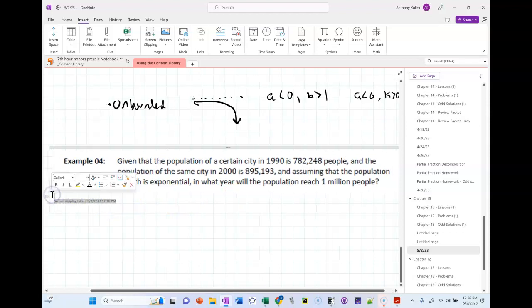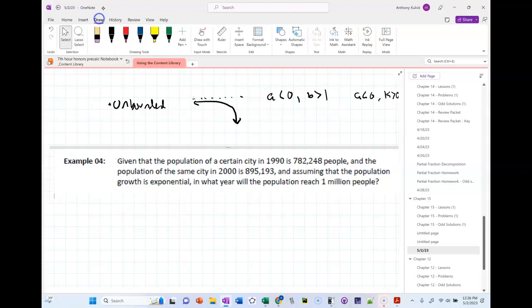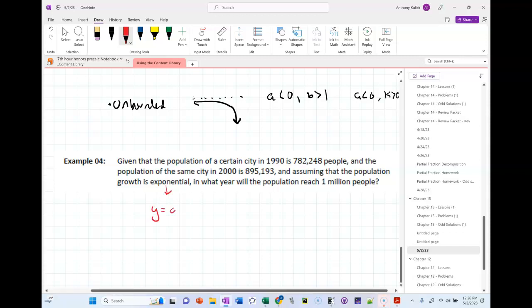Okay. Given the population of a certain city in 1990 is 782,248 people, and the population of the same city is 200,895,193 people. Boy, I said that wrong. And assuming that the population growth is exponential, so we know that we're going to look something like this. In what year will the population reach 1 million people?